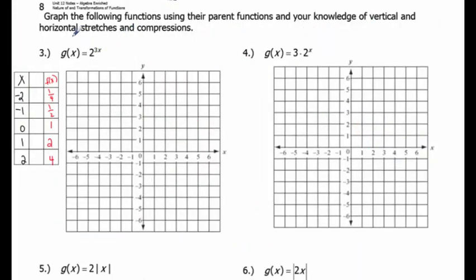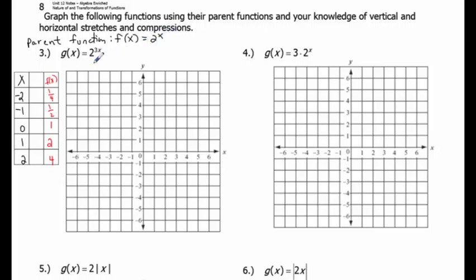Now looking at number 3, it says graph the following functions using their parent functions and your knowledge of vertical and horizontal stretches and compressions. So in this case, first of all, this must have a parent function of 2 to the x. So the parent function wouldn't be g of x, it's going to be a different letter. So f of x, 2 to the x.